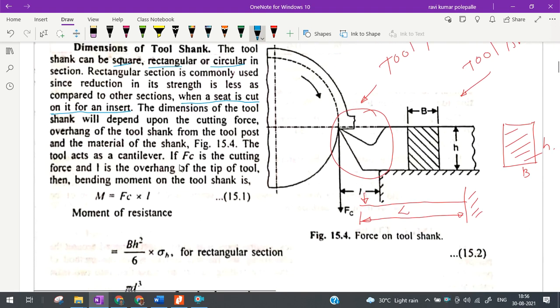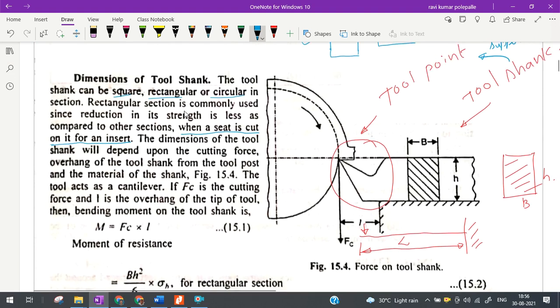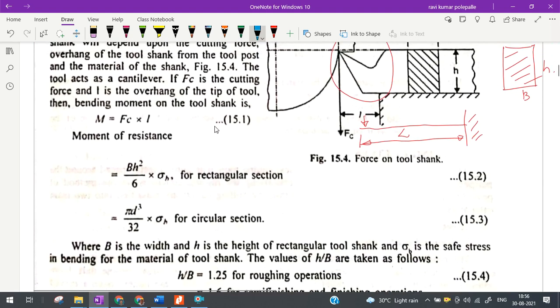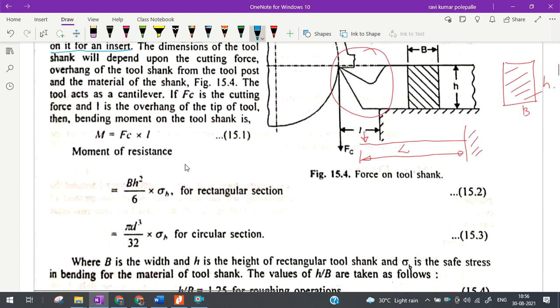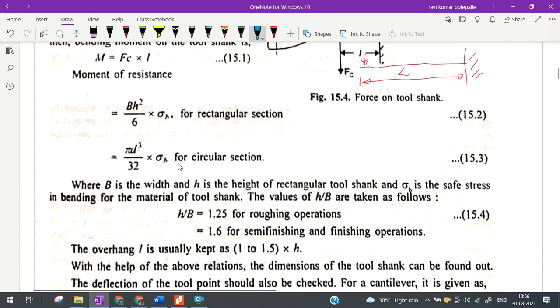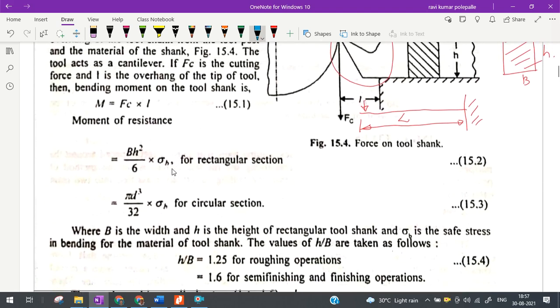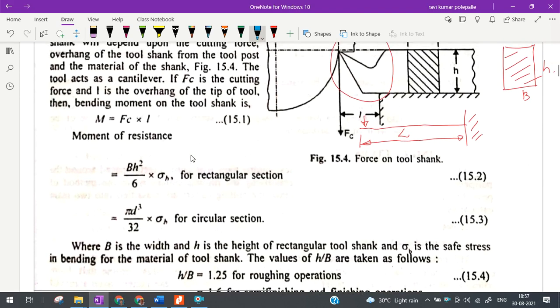So when we talk about the design issues for this tool shank, we have to design it based on two important issues. One is the strength point, another is the rigidity point. So let us first look at how it can be designed for strength. Strength here means bending strength.